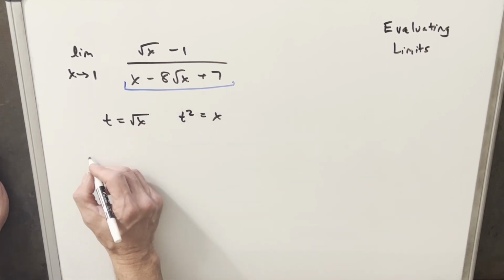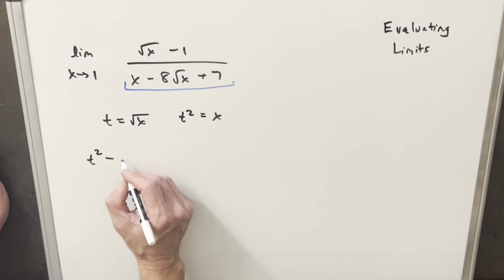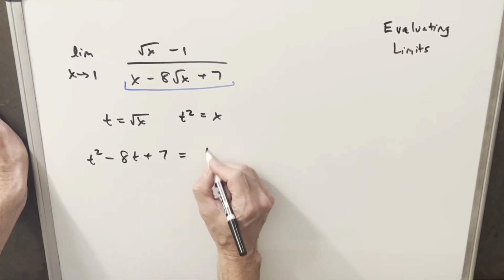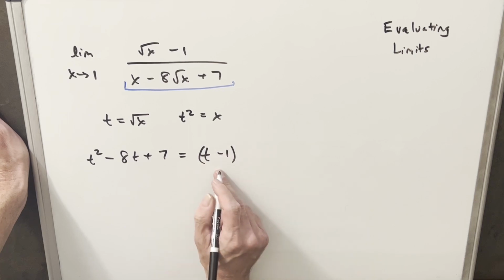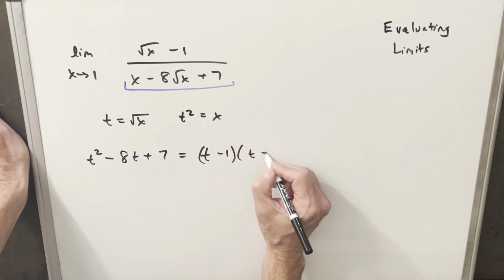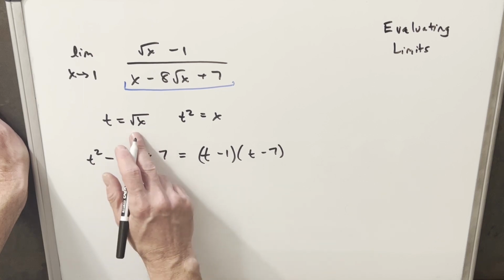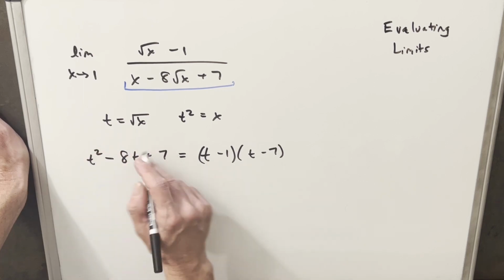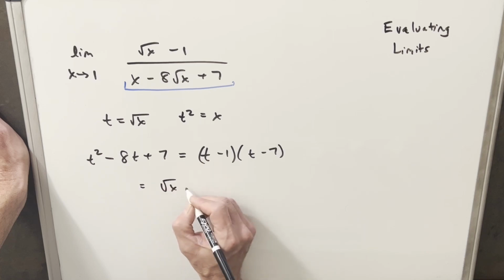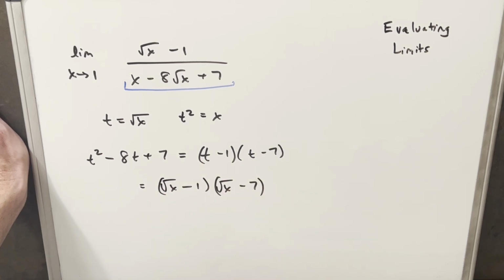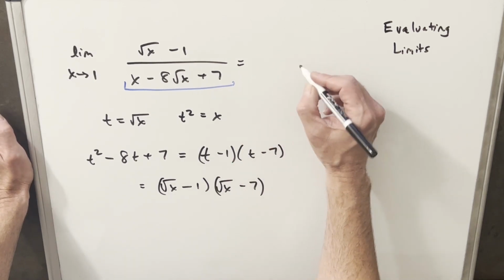So then making the substitution on this, we can write this as t squared minus 8t plus 7. And then I think the factoring is apparent, so we can write this as t minus 1 times t minus 7, factoring this. But now let's back substitute what we did. So t minus 1 is going to be the same thing as square root of x minus 1, times square root of x minus 7. So now let's just rewrite this all factored out.